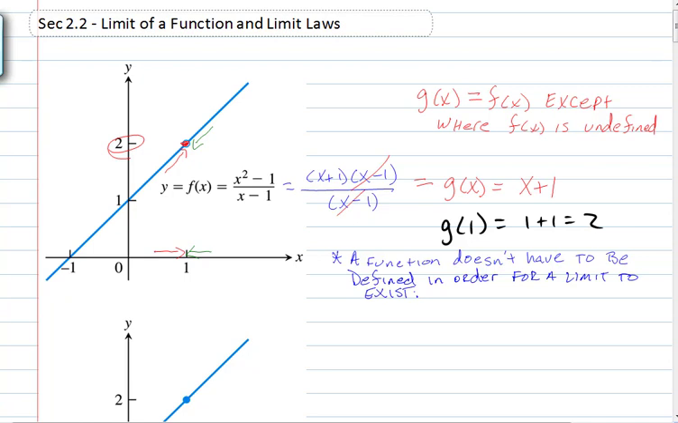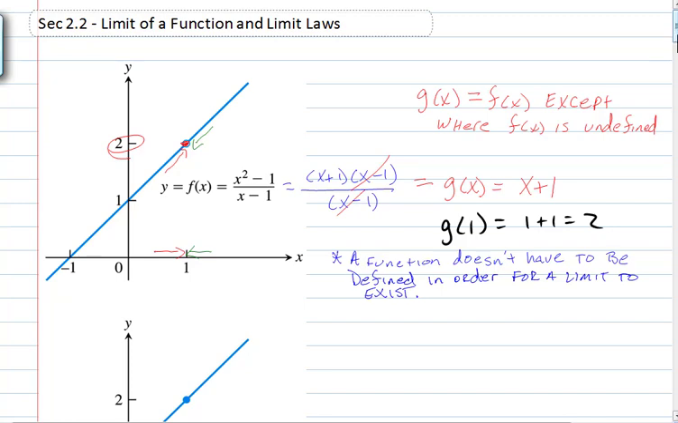Now, this function is not continuous at that point. There's a hole in the graph at that point. And I think sometimes we get confused about continuity and limits existing, because we're going to get into continuity in a later section. There's a hole in this graph, but the limit still exists. Any questions? All right.